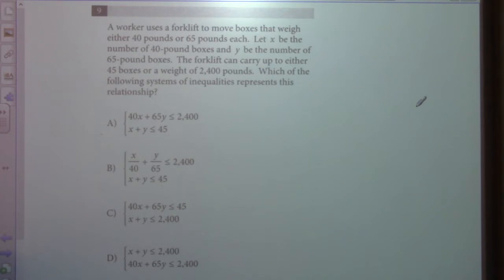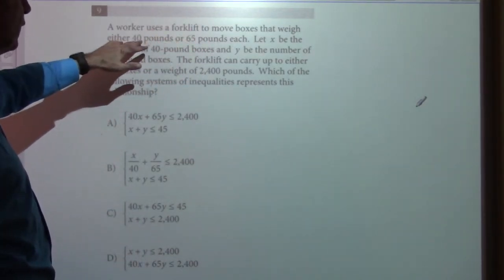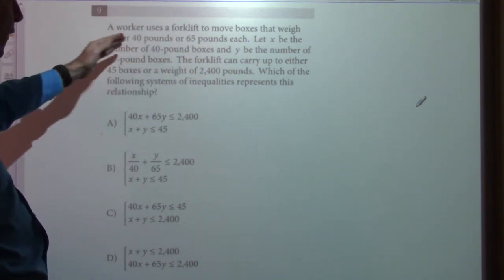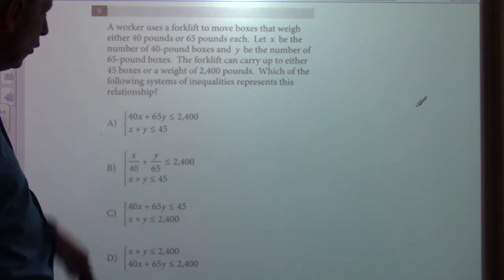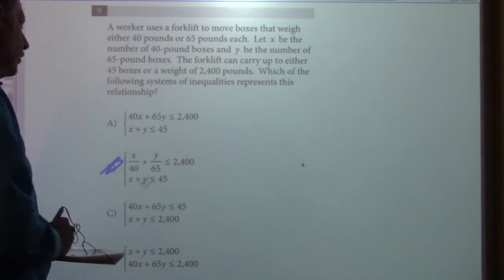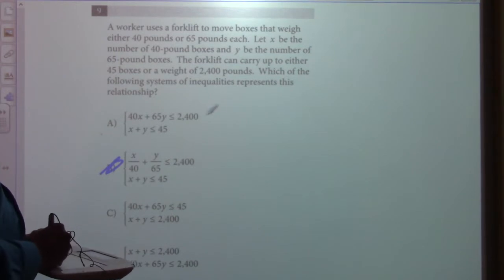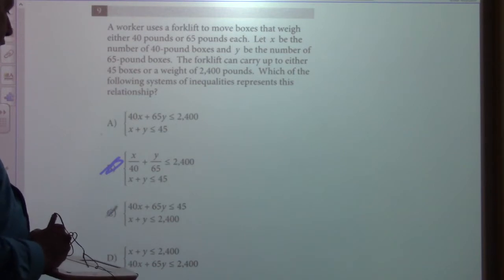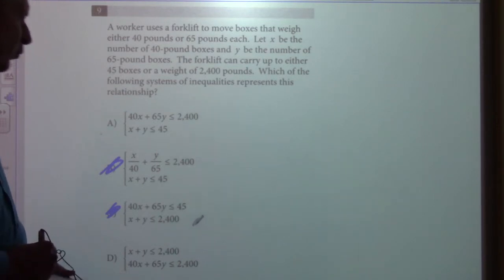Anyway, this one right here says the worker uses a forklift to move boxes that weigh 40 pounds or 65 pounds each. Let X be the number of 40-pound boxes and Y be the number of 65-pound boxes. So you're going to see 40X plus 65Y. I don't see that at all here, so it's not going to be B. And the weight is going to be less than or equal to 2,400 pounds. Here we don't see that at all; we see less than or equal to 45. It's not that. So which one is going to be, A or D?